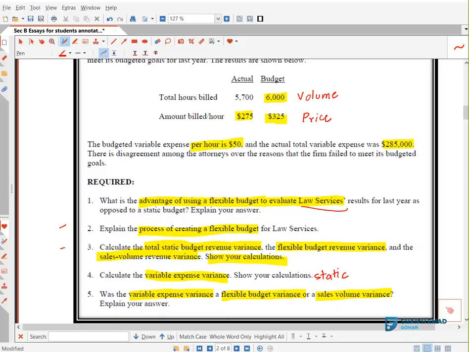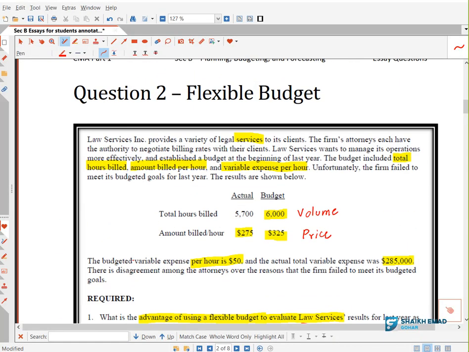So this is the conclusion of this question number 2, flexible budget. So we have done around 3 essay questions on flexible budgeting, and this will really help you to grasp this concept.